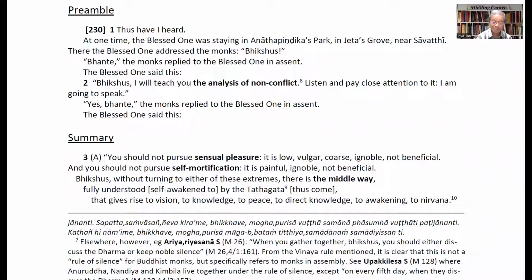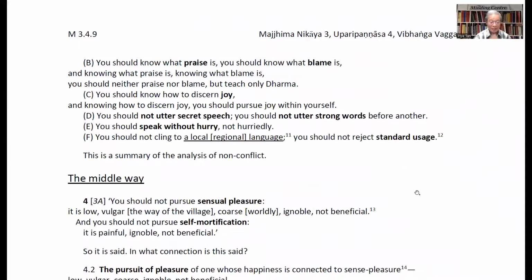All right. Okay. So the Buddha mentions A. This is idea A. Then let's look at it. We're still looking at the ideas. Now B, second point, the Buddha says, you should know what praise is. You should know what blame is. And knowing what praise is, knowing what blame is, you should neither praise nor blame, but teach only the Dhamma.